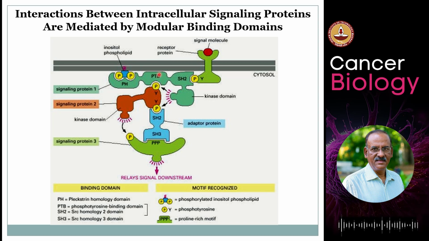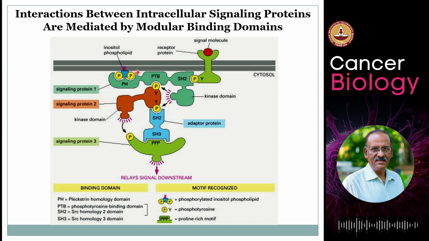Now this signaling protein 1 contains a phosphotyrosine binding domain, so it immediately connects it to signaling protein 2. Not only that, the signaling protein 1, which is connected to the receptor, also connects with another ligand or messenger, in this case through its PH domain. For example, see the connections.